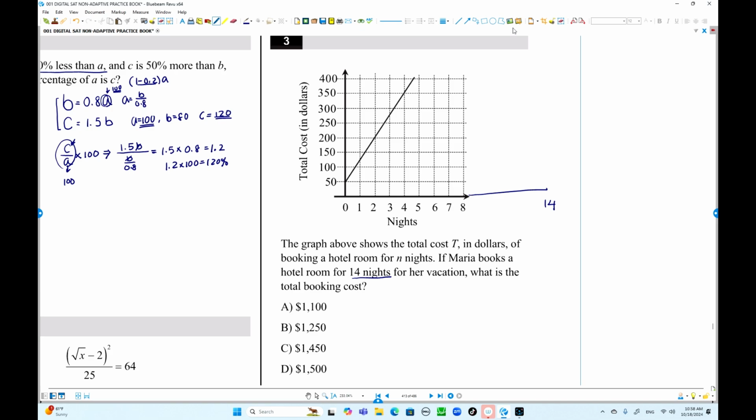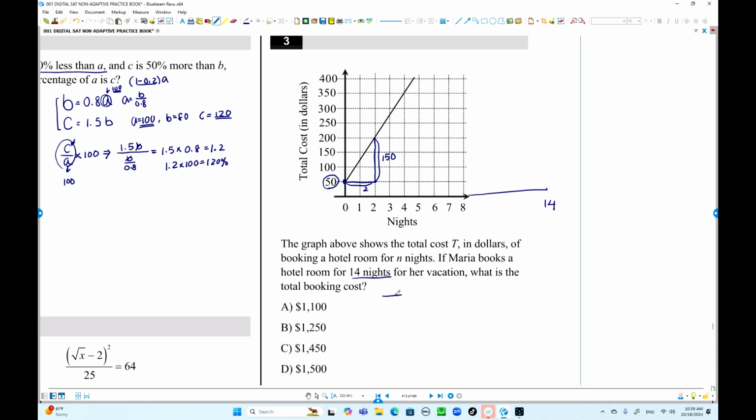To find the total cost for the 14 nights, we need an equation. This is the y-intercept, 50. That's the slope over here. For 2 nights, the increase is 200 minus 50, which is 150. And this is the 2. So each night is 75. So 50 may be the initial P, something like that.